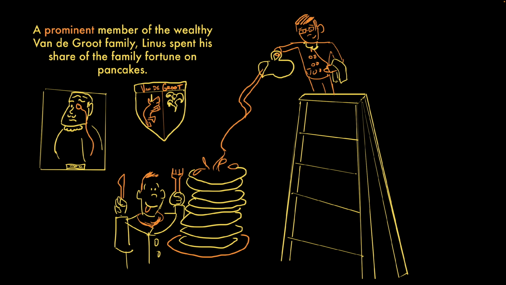A prominent member of the wealthy Van de Groot family, Linus spent his share of the family fortune on pancakes. Linus is a famous member of a wealthy family. He is well known. He sticks out, probably because he spends so much money on pancakes.